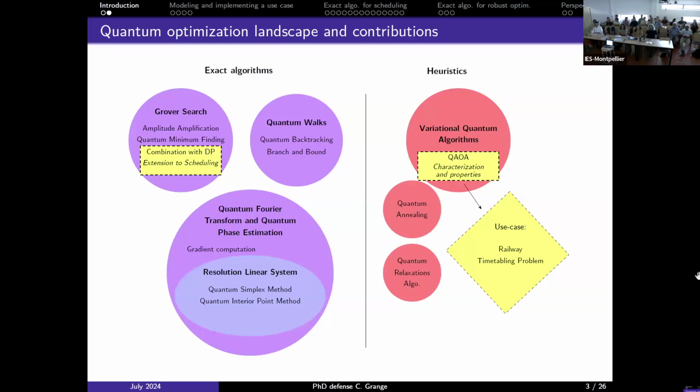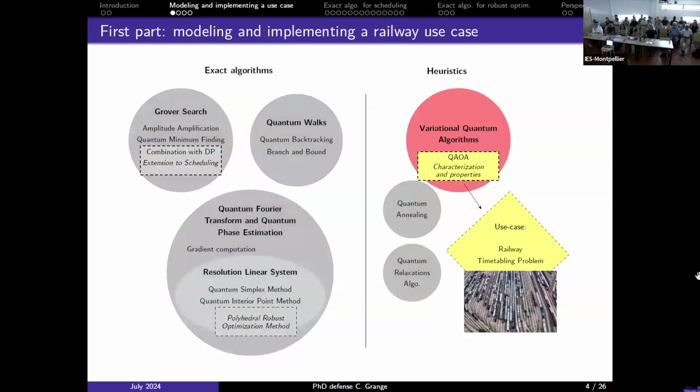Then we worked on the part of exact algorithms, and we specifically worked on the idea of combining dynamic programming and Grover search in order to tackle scheduling problems. And eventually, we also worked on polyhedral robust optimization based on the subroutine of the resolution of linear systems. I will follow this order for the presentation, and I will focus mainly on the results of the quantum algorithm based on Grover search. Okay, so let's begin with the heuristics.